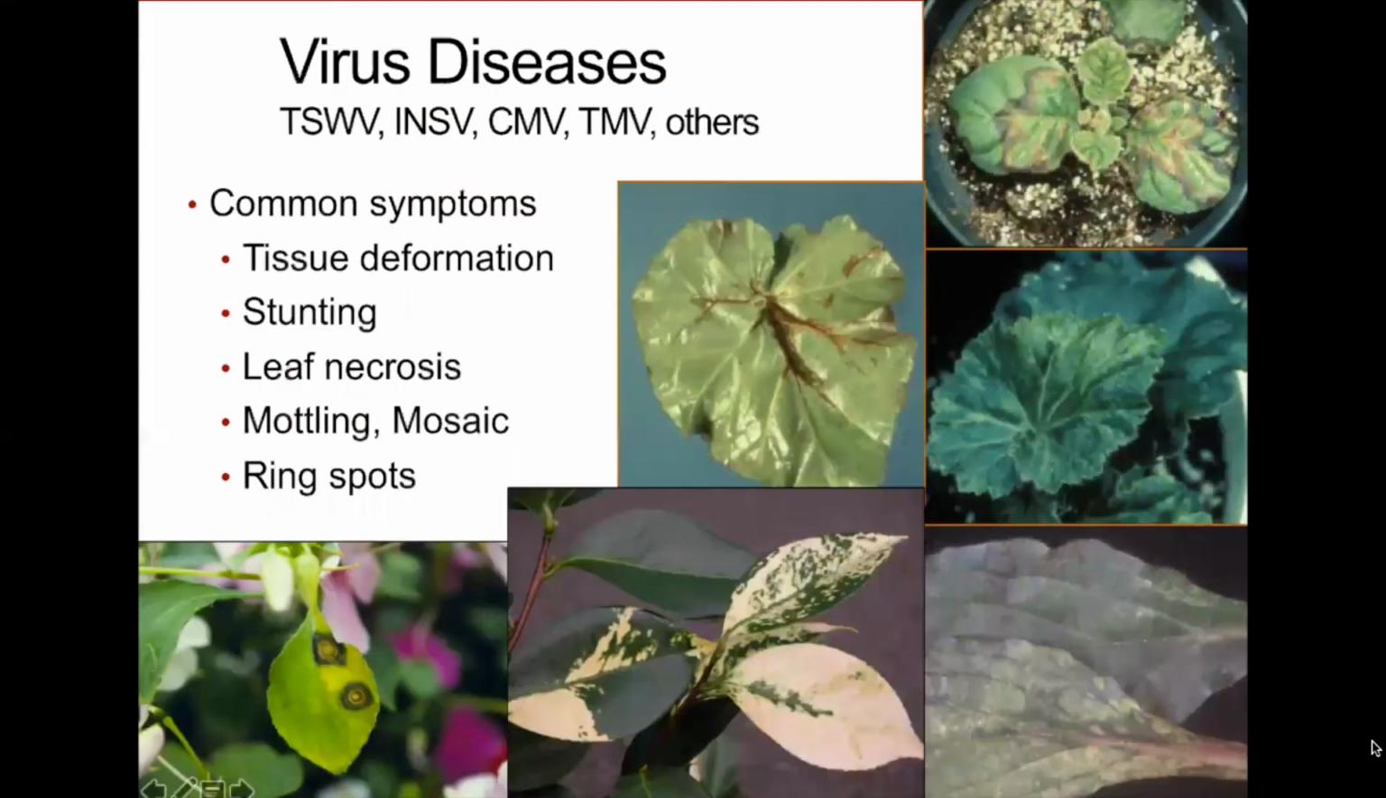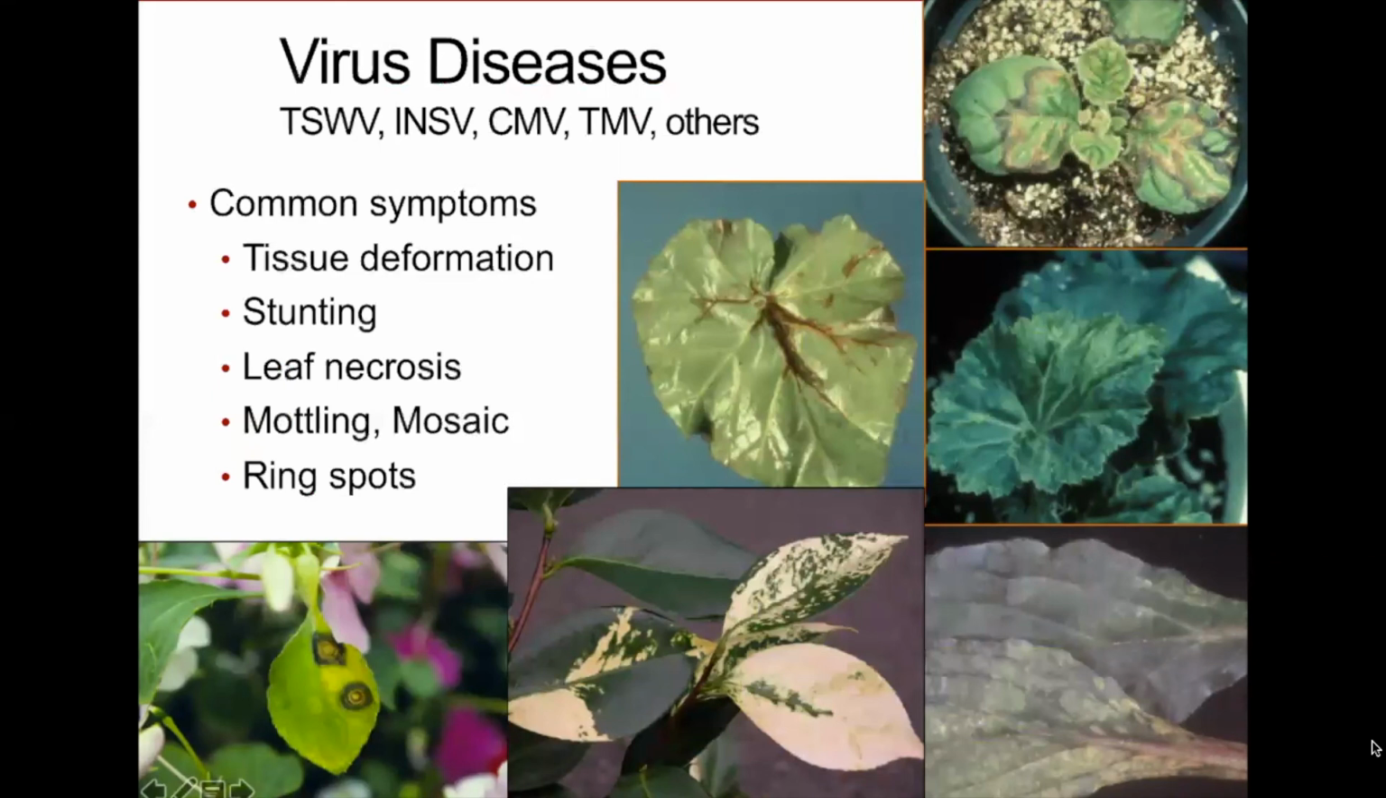And then we have virus diseases. With virus diseases, you guys know that we cannot cure a virus. So that proactive approach, making sure that we don't bring any viruses in, is going to be very important. Common symptoms are tissue deformation, stunting, leaf necrosis, which is dead leaves, and mottling. Mottling is a pattern of irregular marks, like spots, streaks, or blotches that come in different shades and colors, and that's also mosaic.